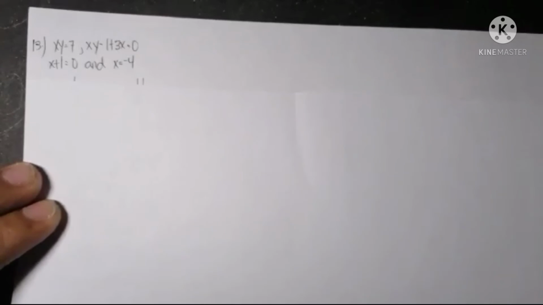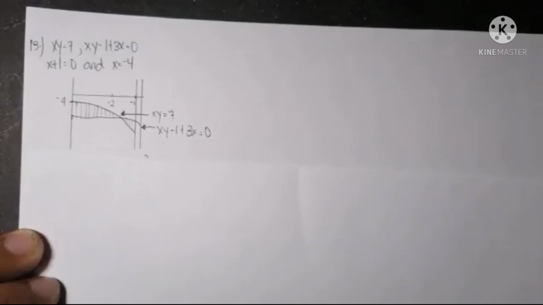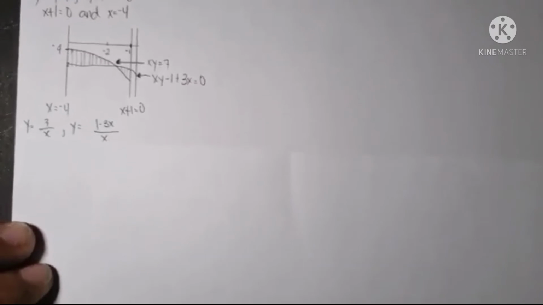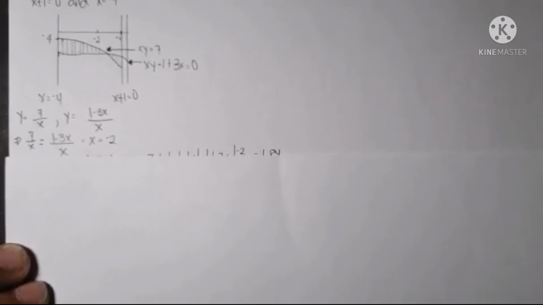Item number 13. xy is equal to 7 and xy minus 1 plus 3x is equal to 0. x plus 1 is equal to 0 and x is equal to negative 4. So this is the graph of item number 13. y is equal to 7 over x and y is equal to (1 minus 3x) all over x. 7 over x is equal to (1 minus 3x) over x. x is equal to negative 2.